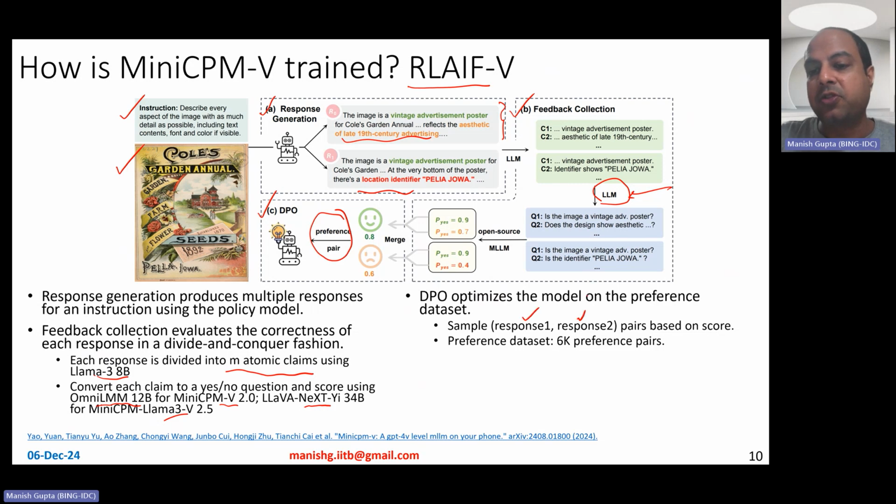So response one, response two kind of preference pairs, where response one is preferred, has more correct claims, and response two is not preferred, has more no kind of claims, right? Has less of yes claims. Okay. So that's the preference data set that you create. And that overall leads to about 6,000 preference pairs, which basically they use to do reinforcement learning with AI feedback and overall train this model.